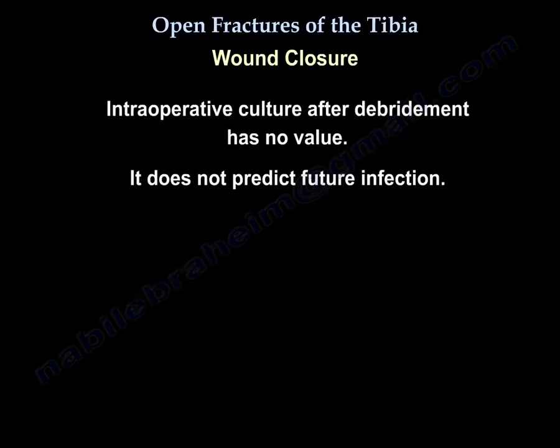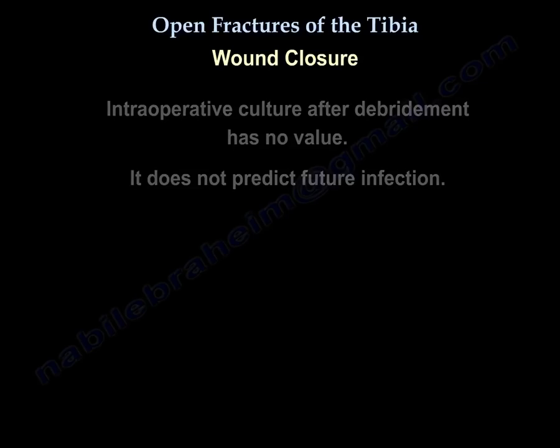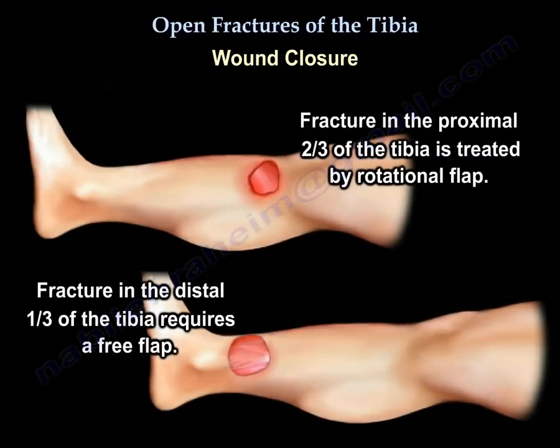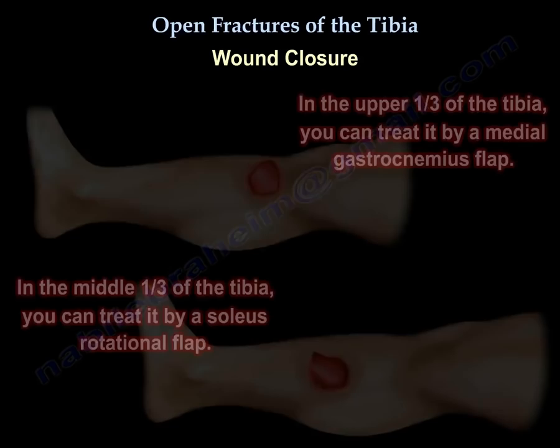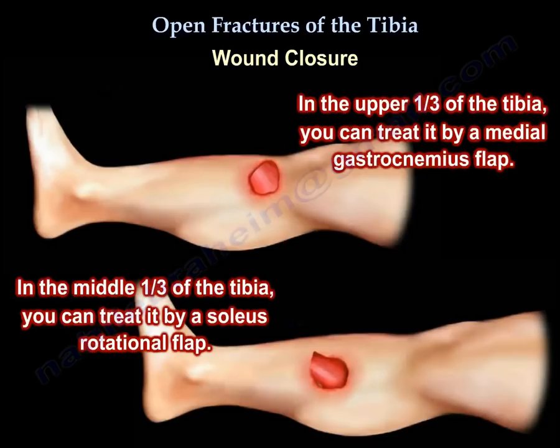Intraoperative culture after debridement has no value. It doesn't predict future infection. Fracture in the proximal two-thirds of the tibia is treated by a rotational flap. Fracture of the distal third of the tibia requires a free flap. In the upper third of the tibia, you can treat it by medial gastrocnemius flap. In the middle third, you can treat it by soleus rotational flap.